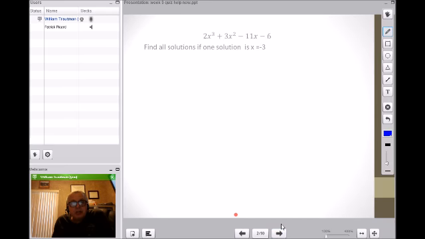Okay. Next problem. Find all solutions if one solution is x equals negative 3. So the x equals negative 3 is one solution.